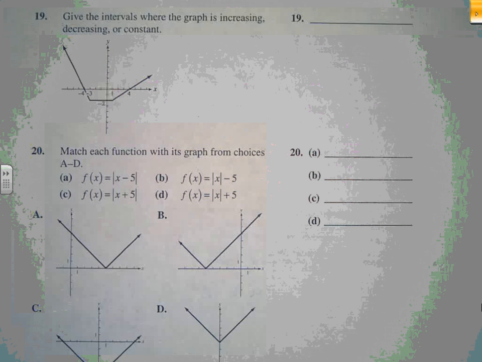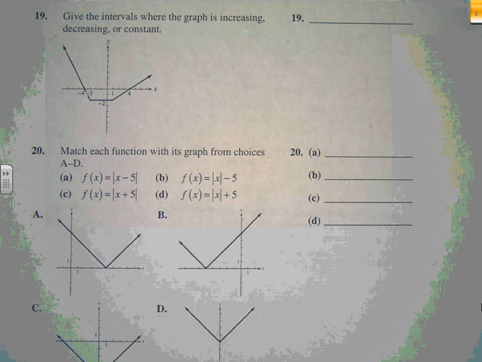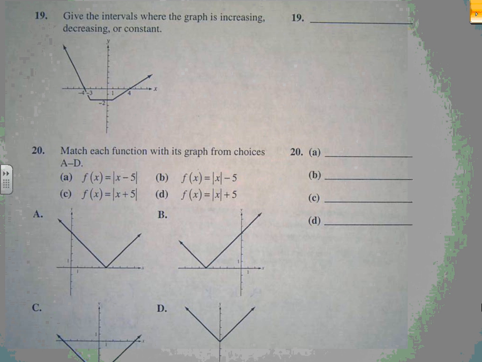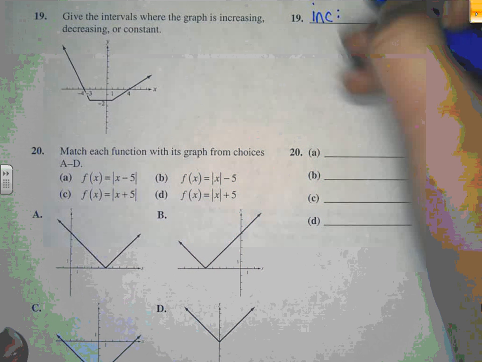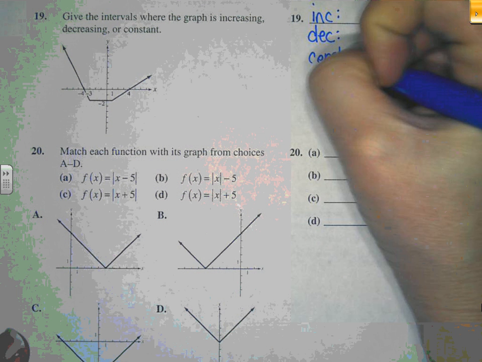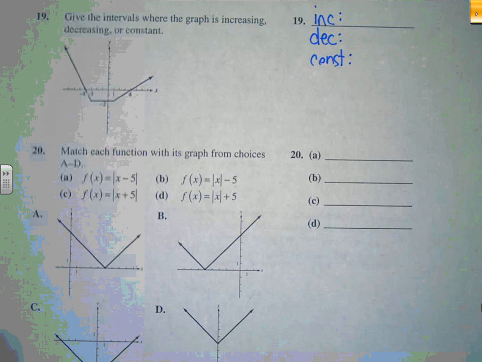Okay, we're almost done. Now we're to the easy ones. It's all graphing. Okay, give the intervals where it's increasing, decreasing, or constant. We did that on Thursday. We didn't talk about constant, but constant means like a flat line. It's not changing. So where is this increasing?